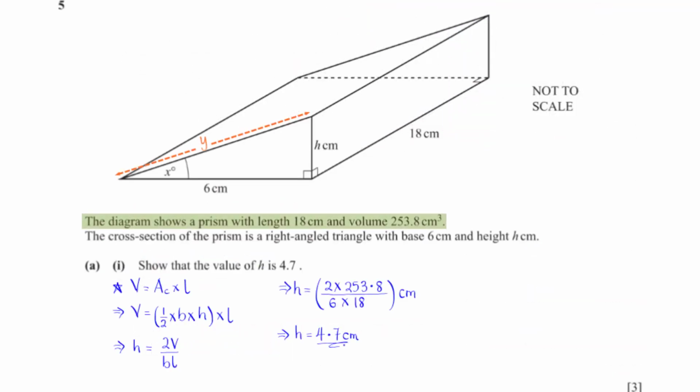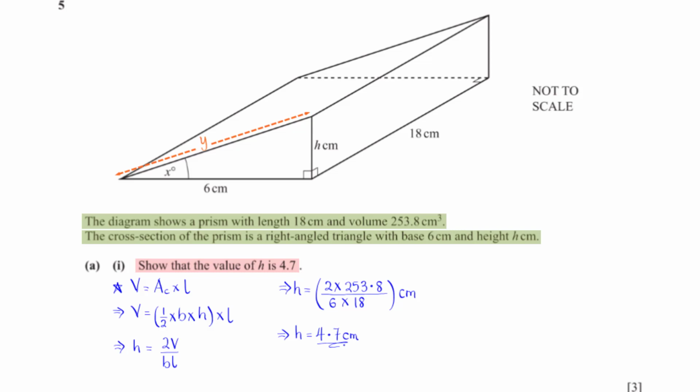The diagram shows a prism with length 18 centimeters and volume 253.8 centimeters cubed. The cross-section of the prism is a right-angled triangle with base 6 centimeters and height 8 centimeters. Show that the value of h is 4.7.